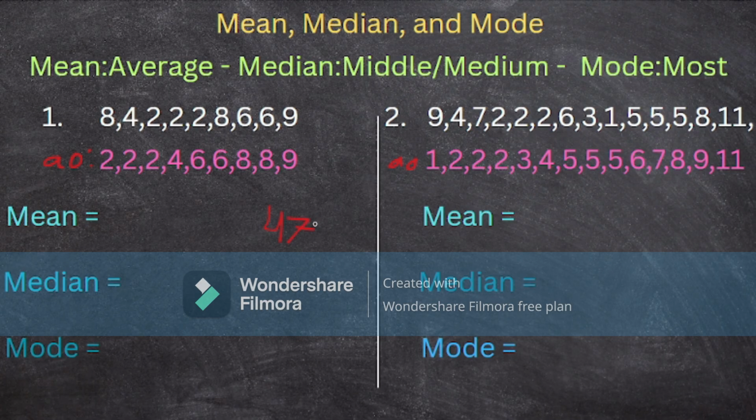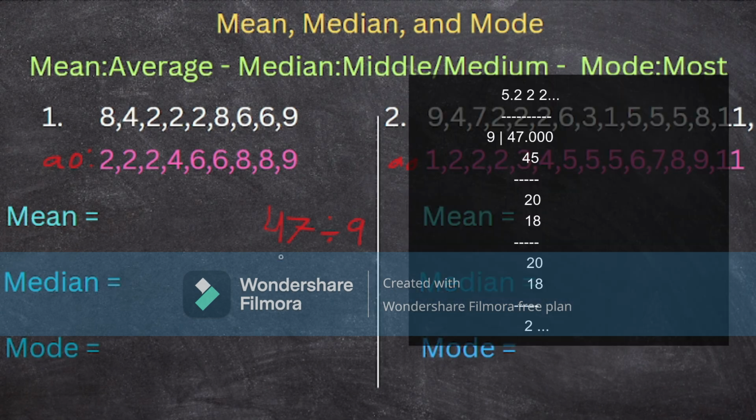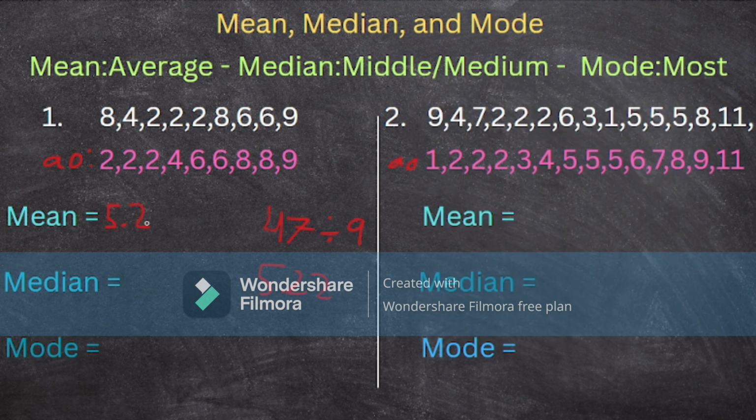38 plus 9 is 47. Now, let's divide it by how many numbers there are in our data set. Let's count. 1, 2, 3, 4, 5, 6, 7, 8, 9. So 9. Let's divide 47 by 9. That leads us to 5.22. So our mean is 5.22.